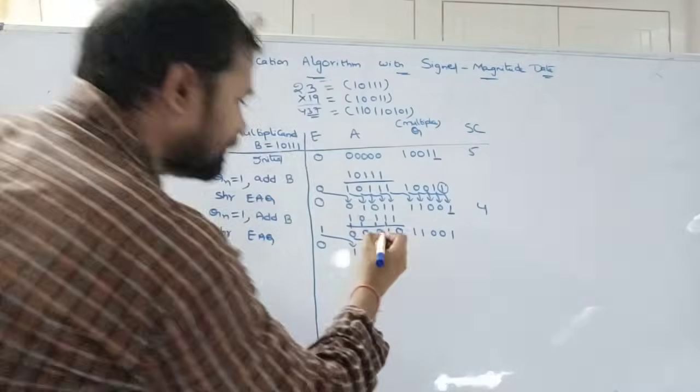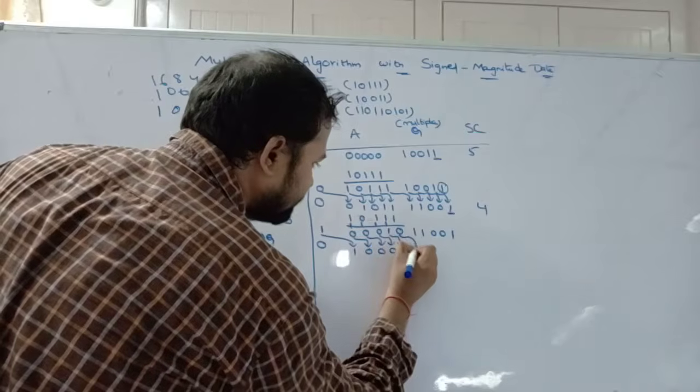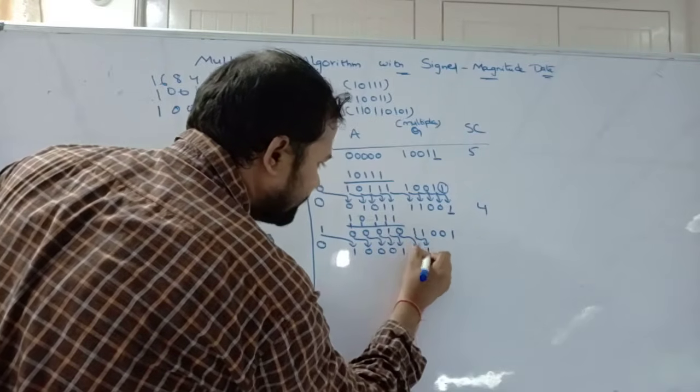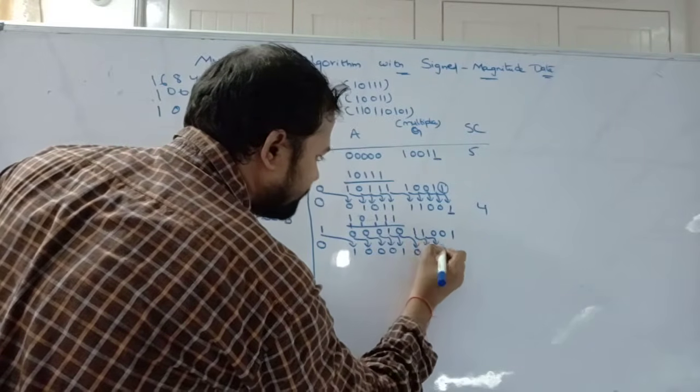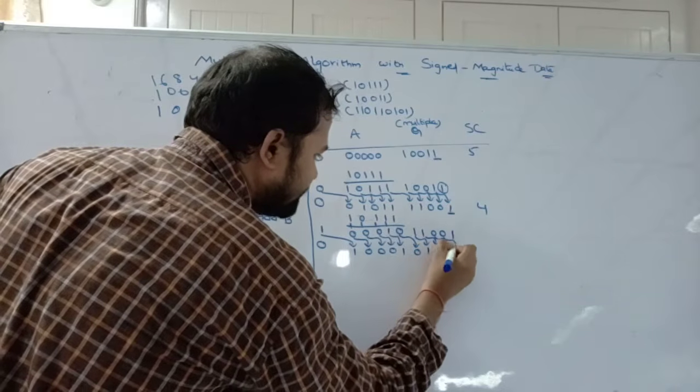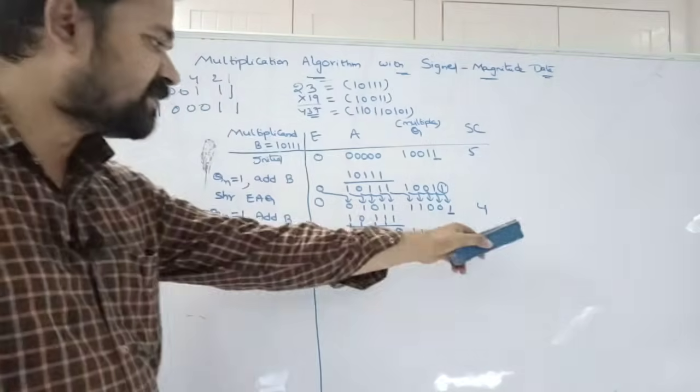This 0 is shifted here. This one is shifted here. This 0 is shifted here. This one is shifted here. This one is shifted here. This 0 is shifted here. This 0 is shifted here. So this one will be discarded.